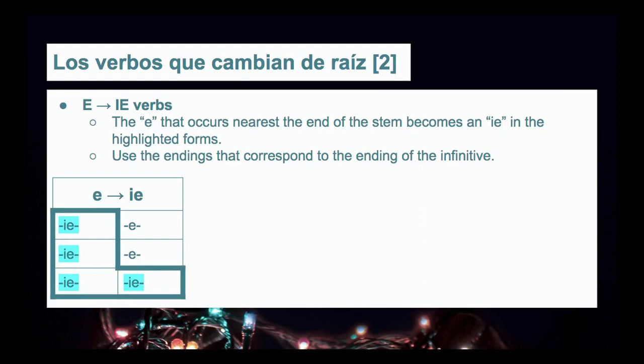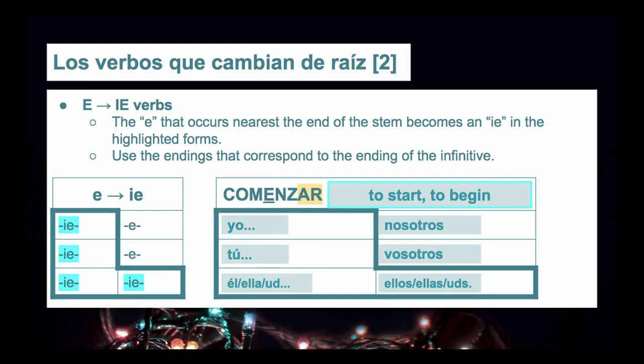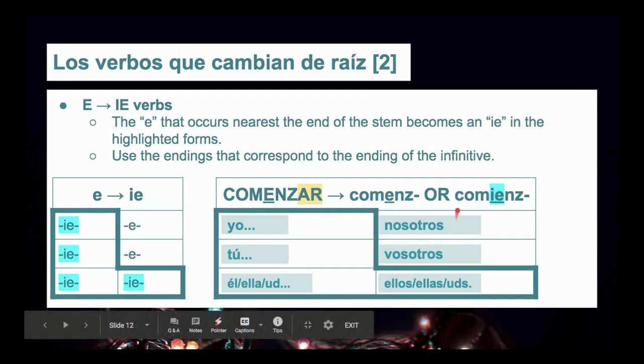The next type of stem change is the E to IE change. In this type of verb, the E nearest the end of the stem becomes an IE in the boot forms. Let's look at an example. Comenzar means to start or to begin. The regular stem would be COMENZ. And once we add the stem change, the new stem is COMIENZ.